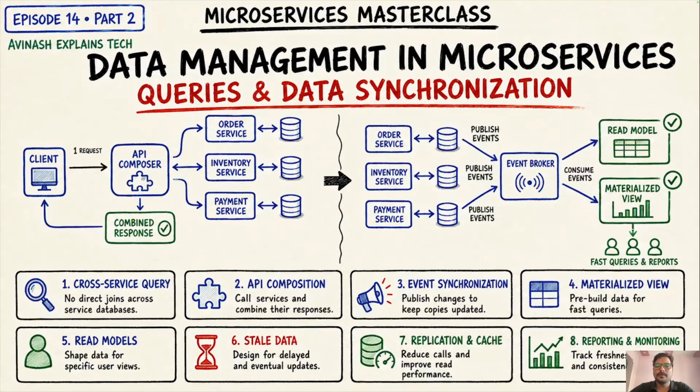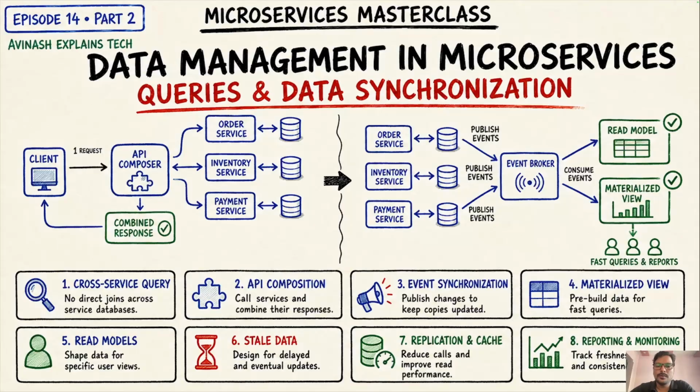In the last video, we learned that every microservice should own and control its data. We also learned that one service should never directly access another service's database. This gives better independence and clear data ownership, but it creates a new challenge.